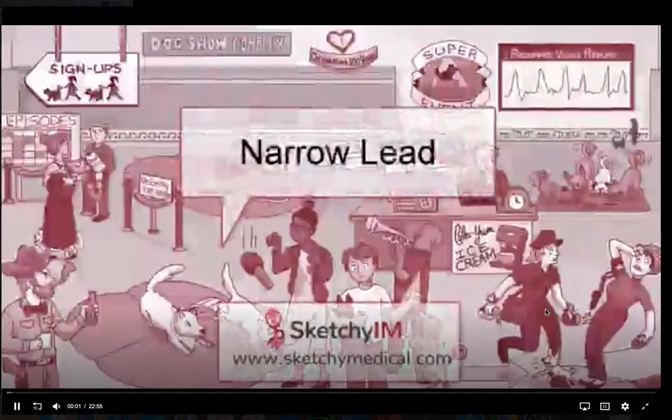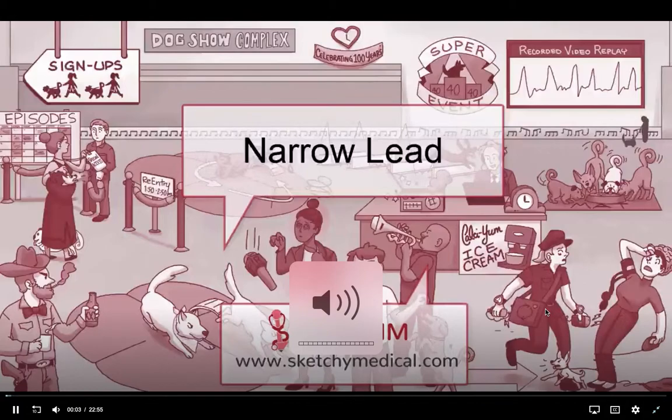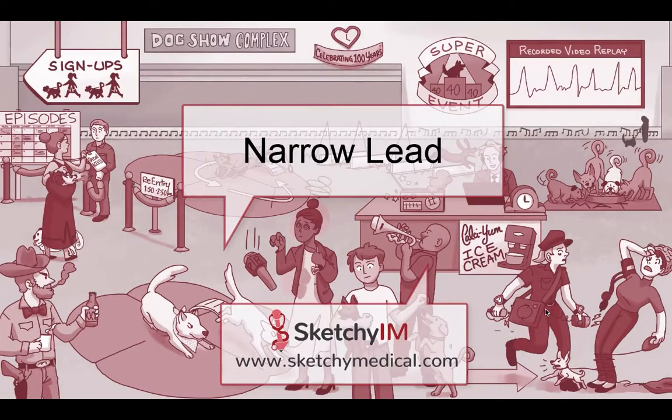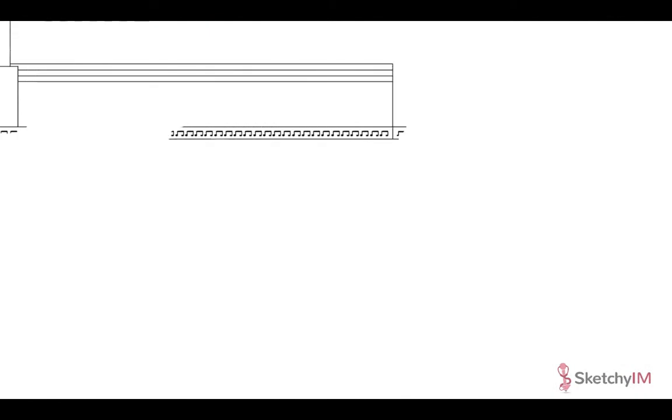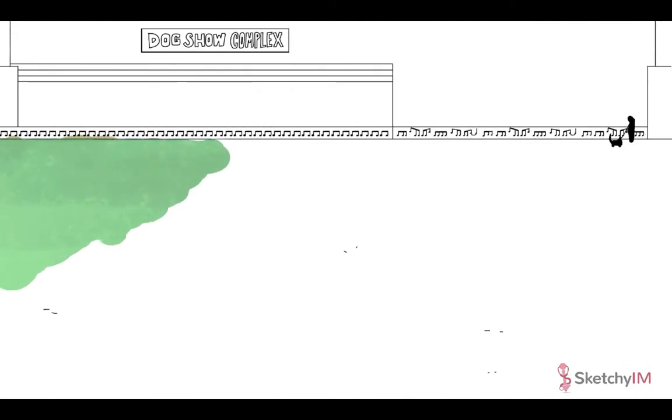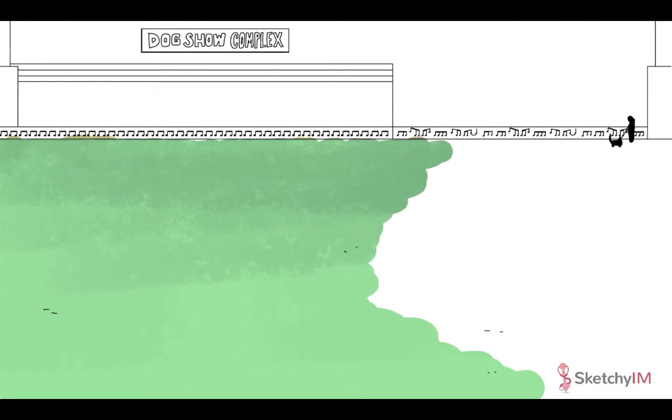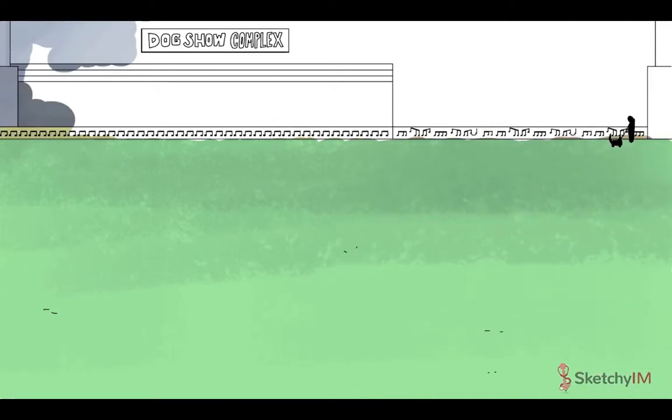Welcome to the exciting world of narrow complex tachycardia and SVT. In today's sketch, we'll talk about some of the different causes of a narrow complex tachycardia and learn some electrophysiology and how to evaluate and treat these patients. And what better place to talk about narrow complexes than at a dog show complex?